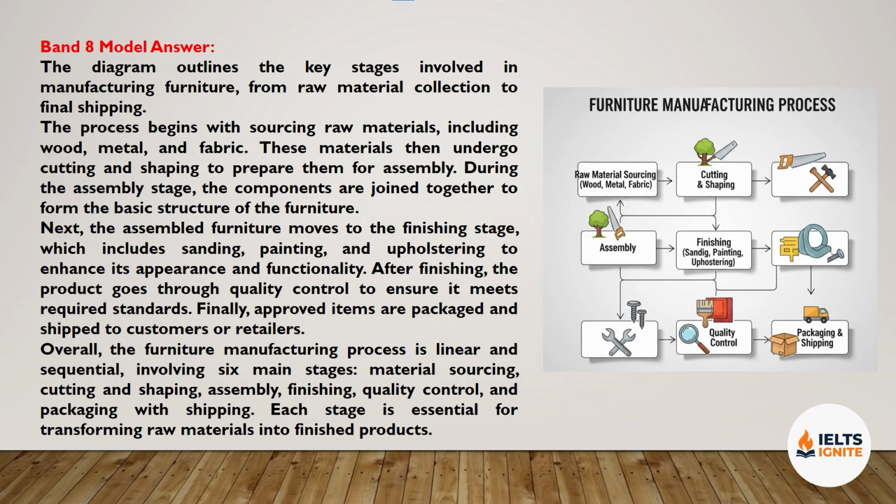Once the finishing is complete, the products undergo quality control, where any defective items are filtered out. Finally, approved furniture is packaged and shipped to retailers or customers. Exam tip: always remember to mention the main stages clearly and highlight the linear, step-by-step nature of process diagrams.